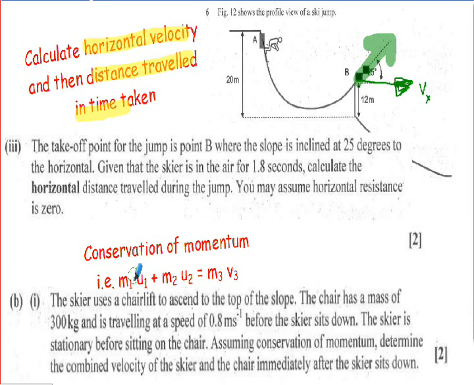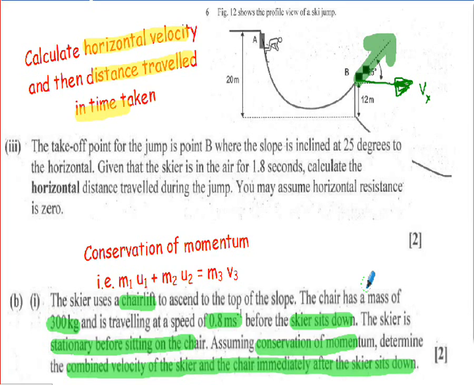Question B wants us to calculate the final velocity of a chairlift. So it's a sort of momentum question, this one. The chairlift ascends to the top of a slope. The chair has a mass, we've got the mass there, and it's travelling at that particular speed before the skier sits in the chairlift, and the skier is stationary before sitting in the chair. And using conservation of momentum, we've got to determine the combined velocity of the skier and the chair immediately after the skier sits down.